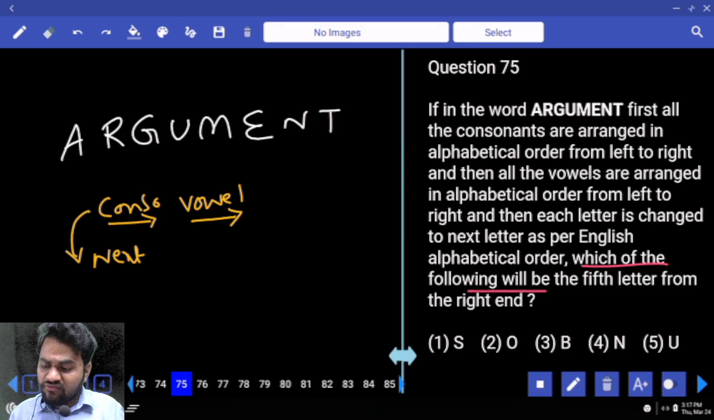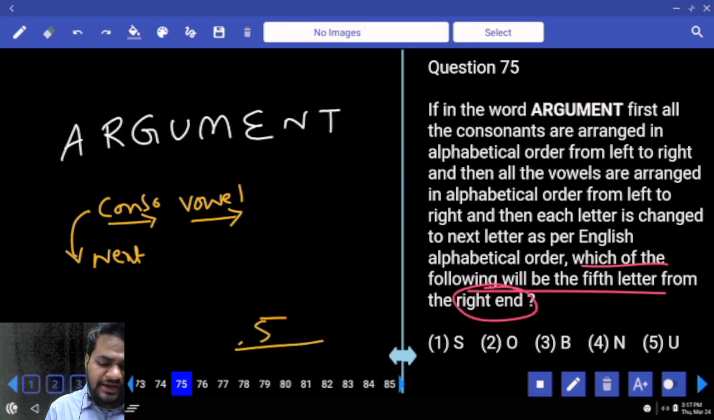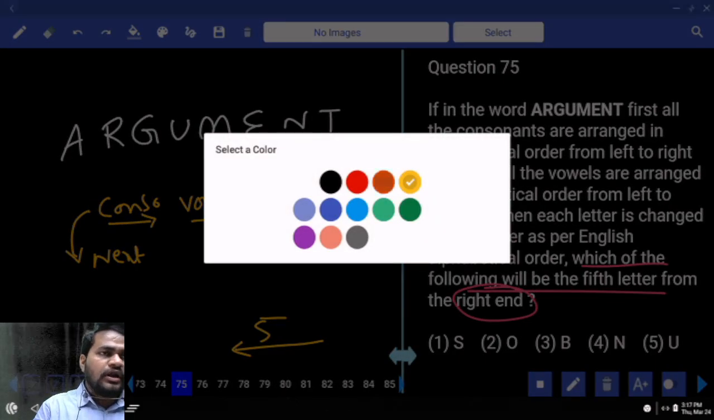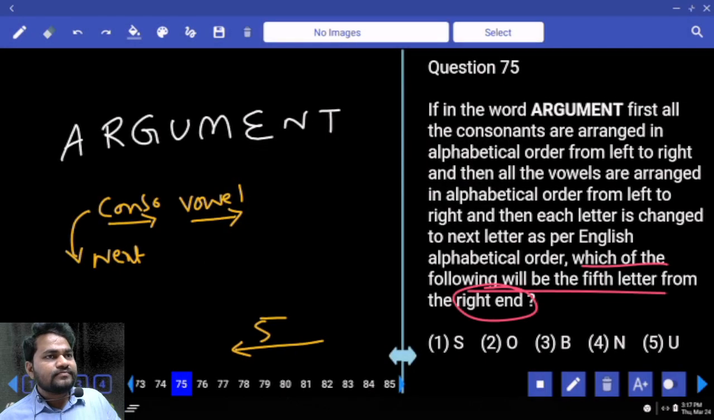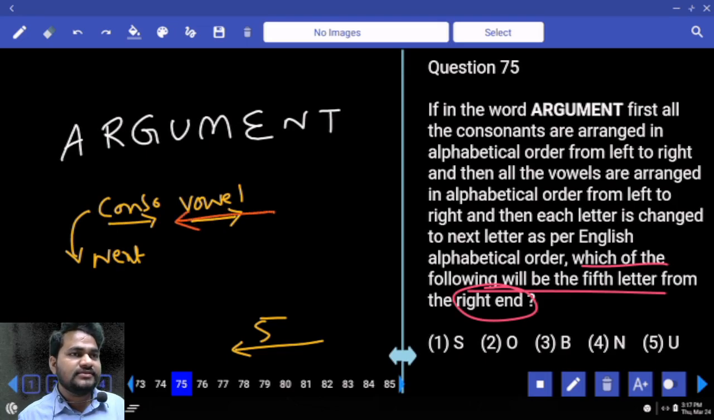Which of the following will be the fifth letter from the right end? Fifth from the right end would be needed here. Now try to understand me here. Fifth from the right. From the right end we get vowels at first.